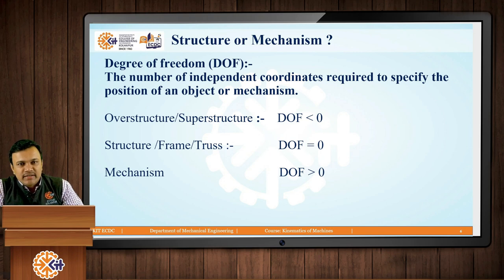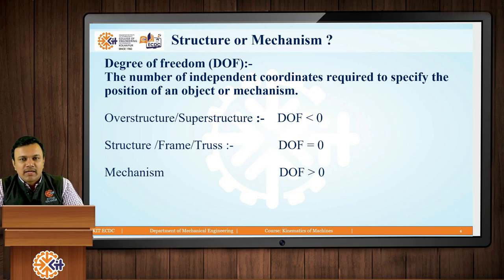So, what is degrees of freedom? The degrees of freedom, if you go by the definition of it, it is related to the number of independent coordinates required to specify the position of an object or mechanism. So, let us cut down this definition into parts. The first thing is related to the number of independent coordinates.